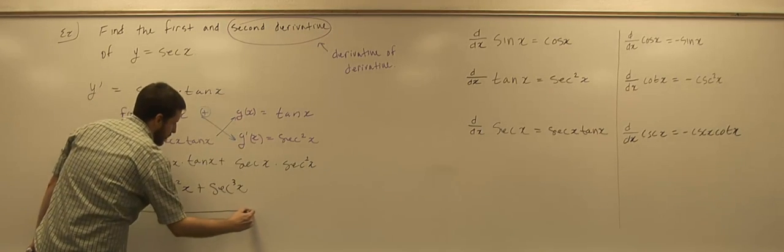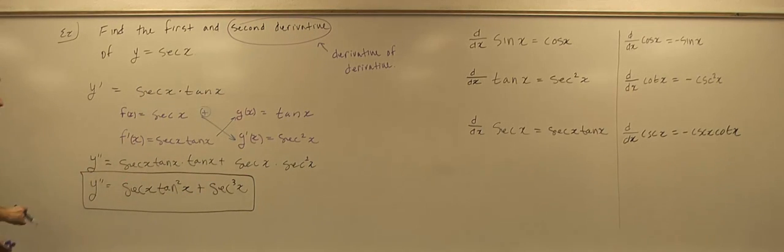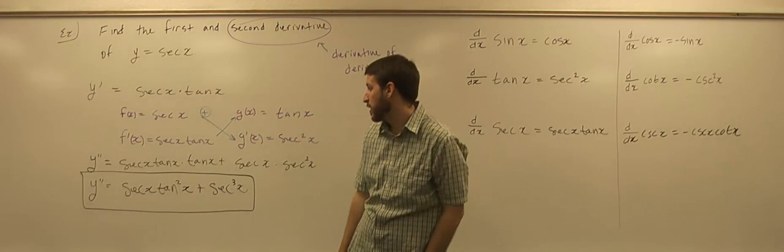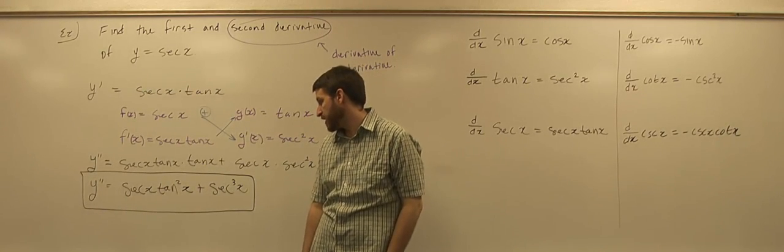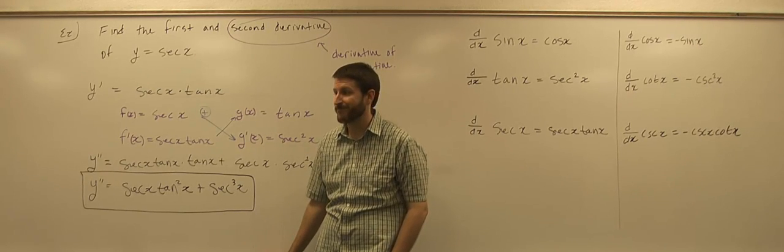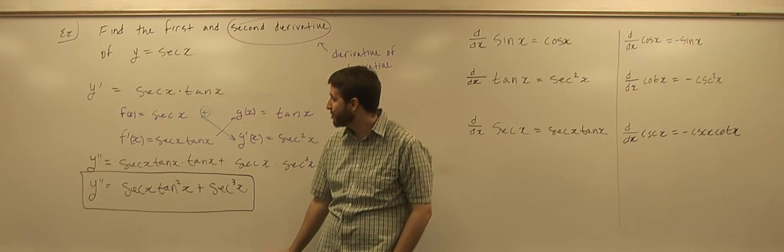If you want, you can factor out a secant. There is nothing that says tangent squared plus secant squared equals anything. Well, secant squared minus tangent squared is 1, but this is going to stay as tangent squared plus secant squared. All right, that's all I got.